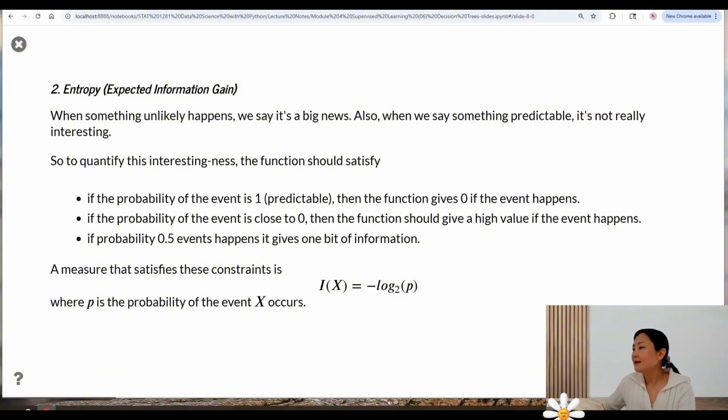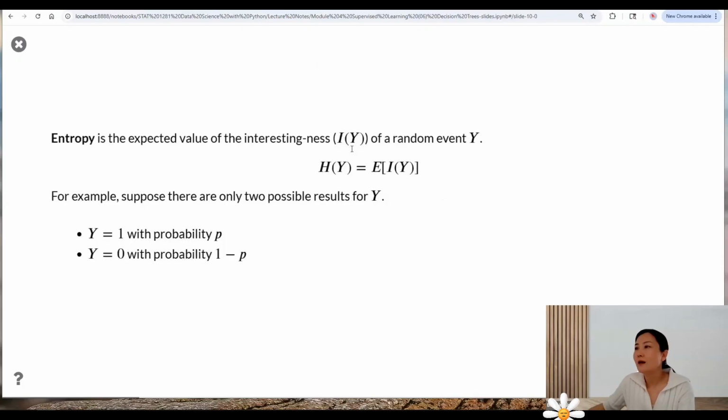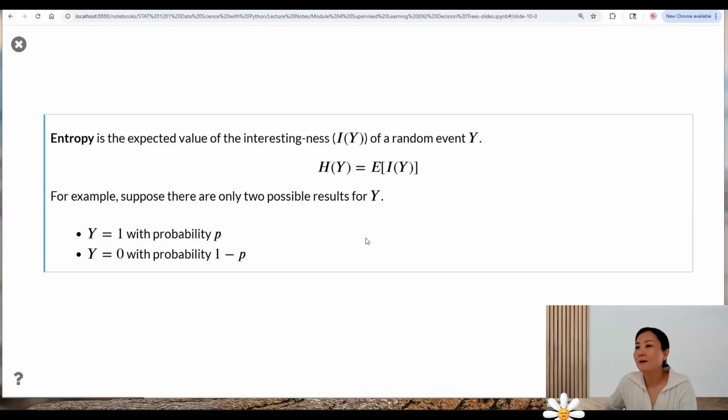All right. Now let's move on to entropy. Entropy is not the information gain of a random event. It is the expected value of the interestingness or information gain of a random event. So we need to consider both cases, it occurs and it does not occur. On average, how much information can we get from a random event? That's why it's an expected value. So it's E of I(Y).